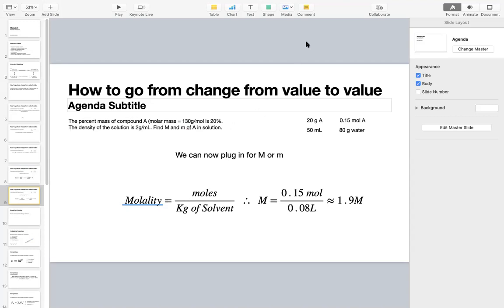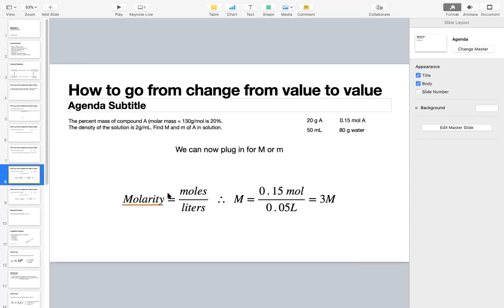We can also solve for molality, and that's moles per kilogram of solvent. Masha is asking how you got the 0.05. We know it's moles per liter, and if we have 50 mL, we can convert that to liters by moving the decimal 3 spaces to the left, and we have 0.05.